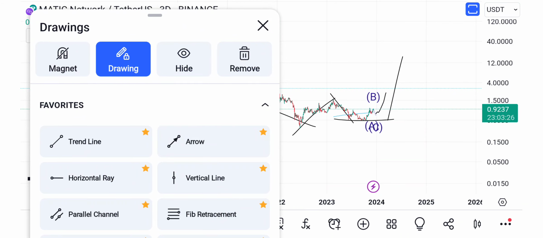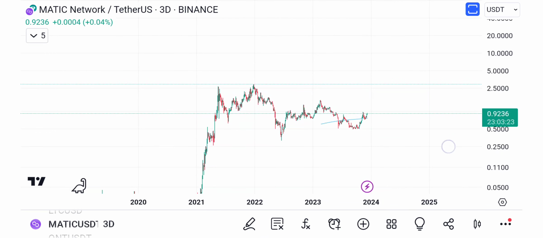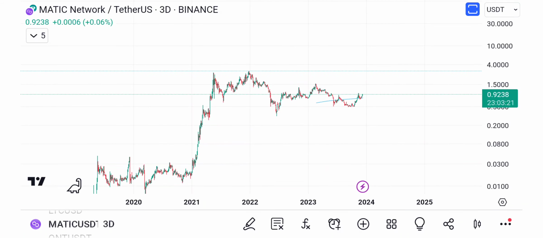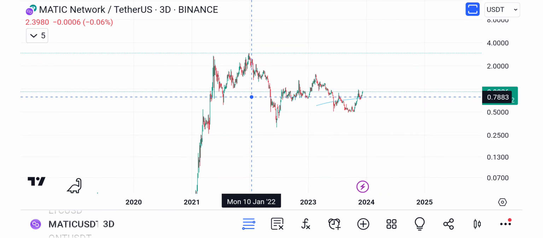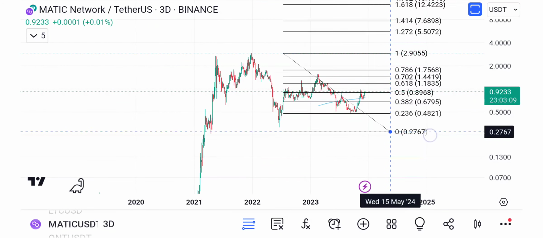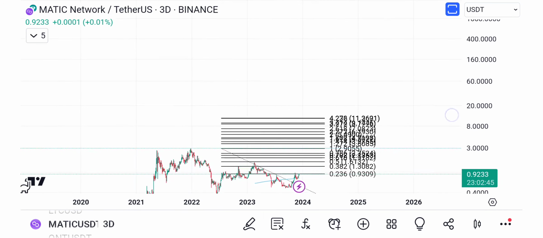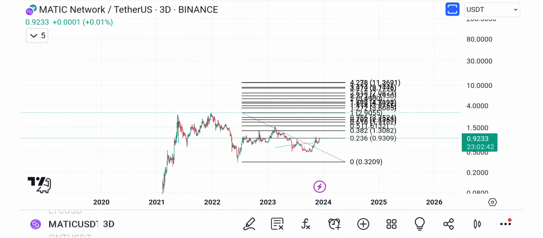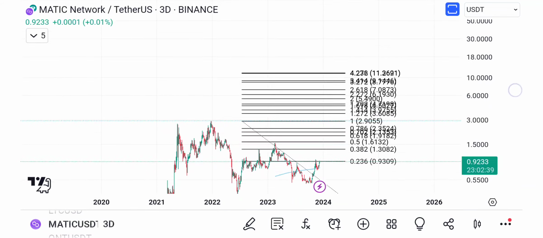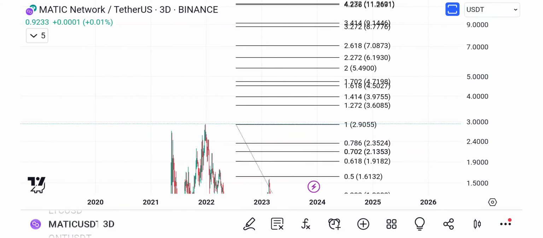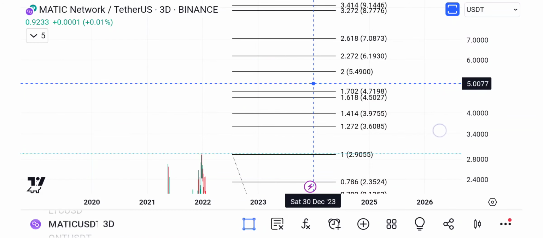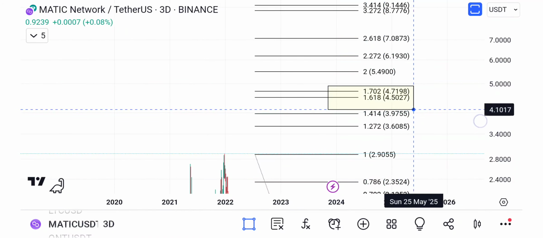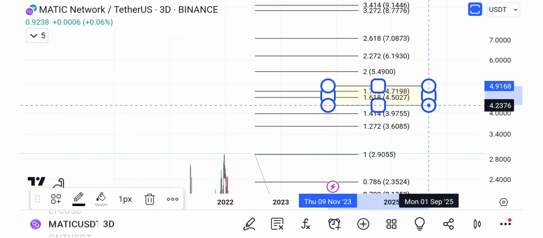All right, now let's talk about targets, the grand finale. Like, drum roll please. Okay, so basically there's a couple ways you can figure out a target. Number one, we'll just start with the basic, which is Fibonacci. Now, there's 2 different ways you can look at Fibonacci, on linear scale and log scale. Let's be more conservative and look at it on linear scale. So right off the bat, my first target would be the 1.618 and the 1.702. So right in there, about $4.50.